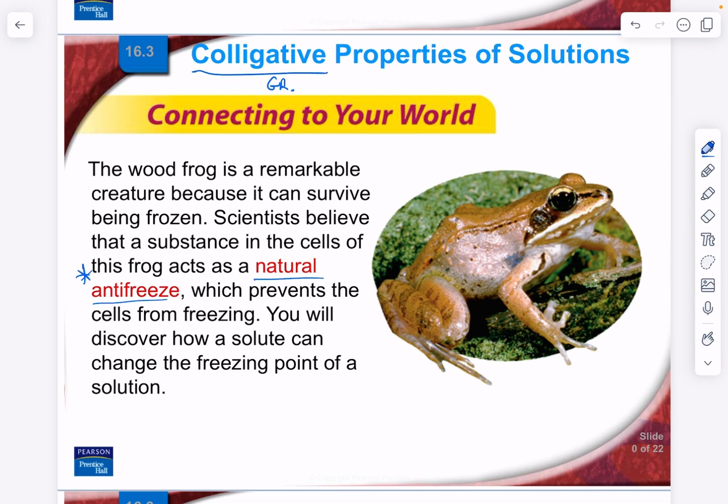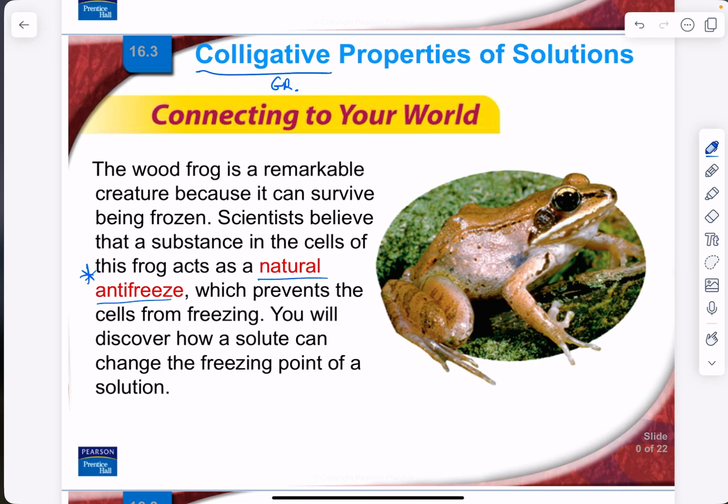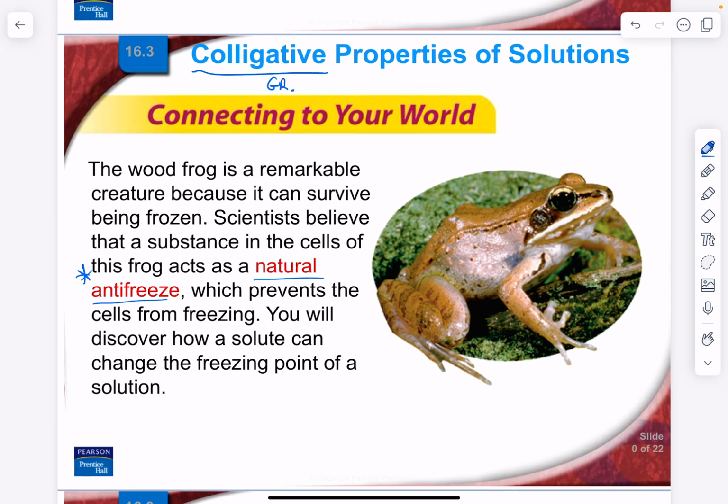In other words, it depresses the freezing point, so even though the pure water would freeze, solutions that have these antifreeze particles in them would not be able to freeze yet. Now, another interesting aspect of this slide is it illustrates a huge brand new field of science called biomimetics.